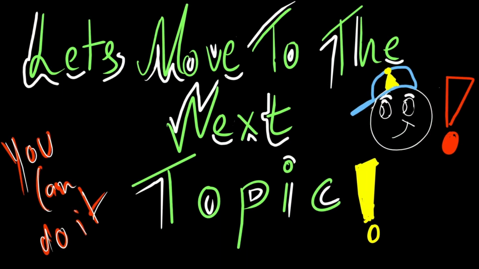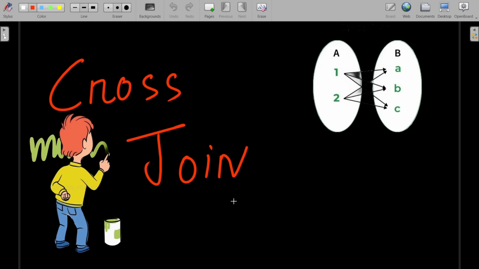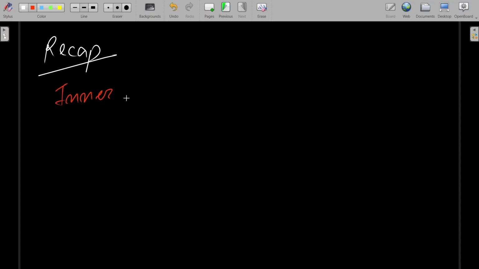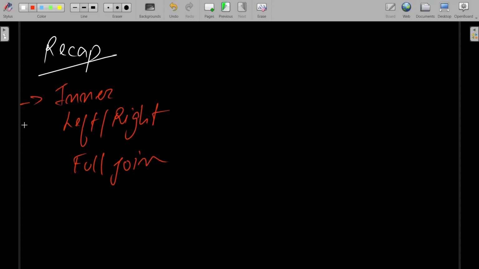So guys, let's move to the next topic, which is cross join. Till now, let's take a recap of what we have studied. We understood the inner join. We understood the left and right join. Then we also got the idea of the full join. We learned three kinds of join, so this is the fourth one, the cross join.